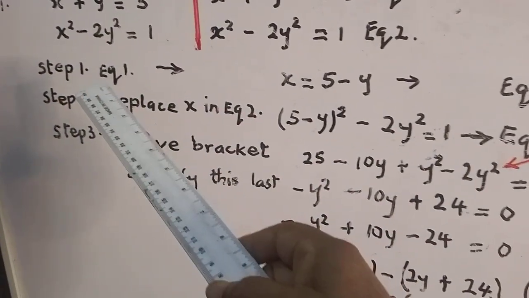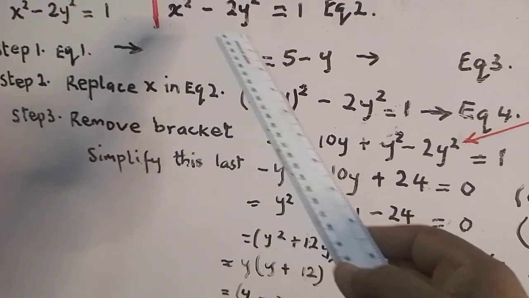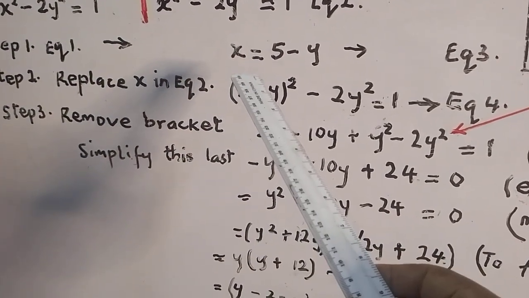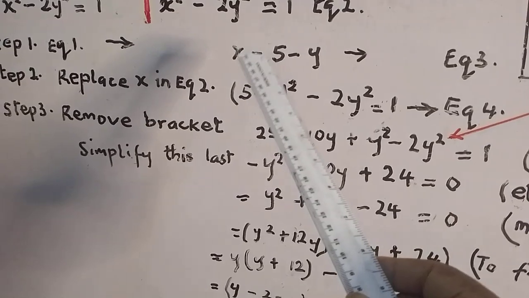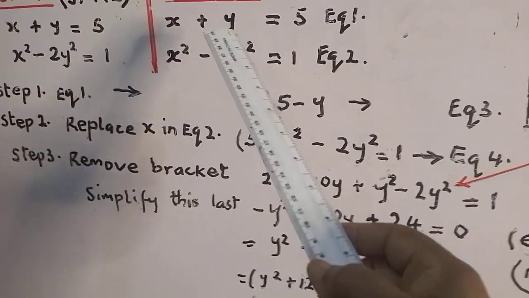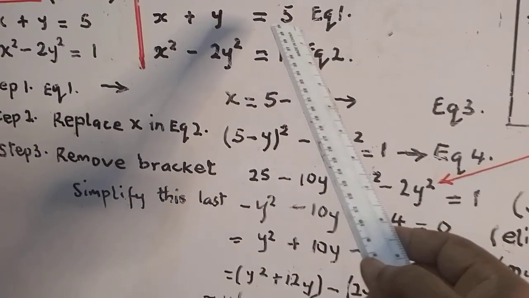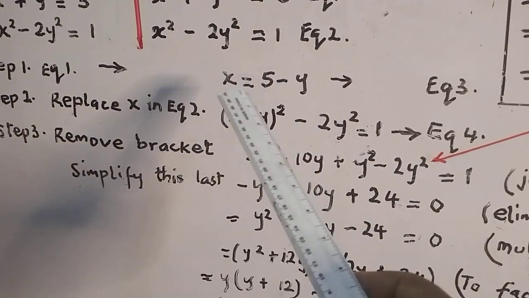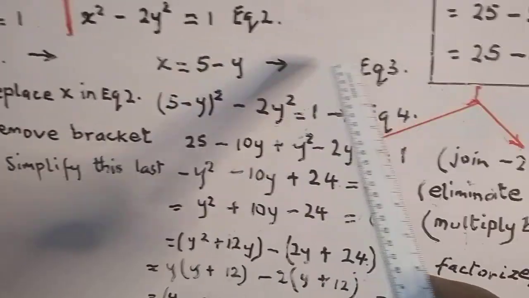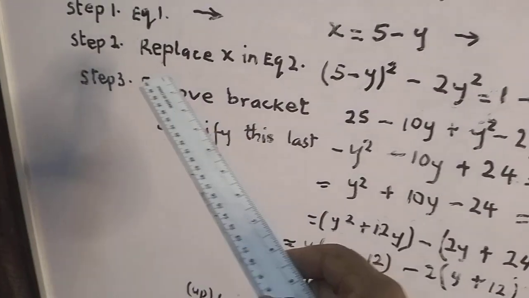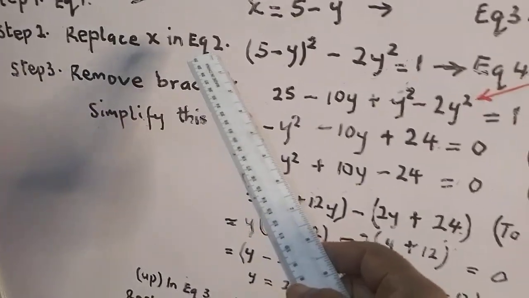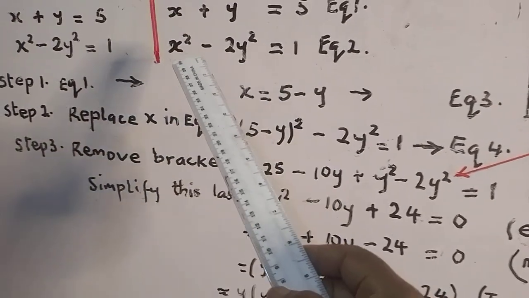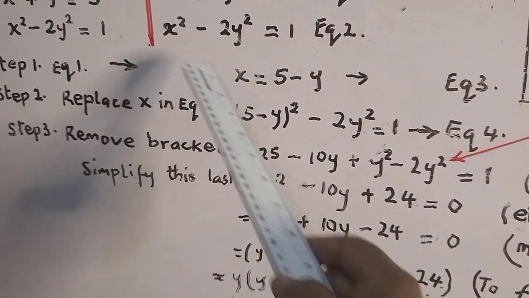So we have step 1 in equation 1. Make x the subject. That is, separate x from y. Y will cross over this side as 5 minus y. This is x. That's our equation 3. Now, step 2, replace x in equation 2. Look at equation 2, replace this x.